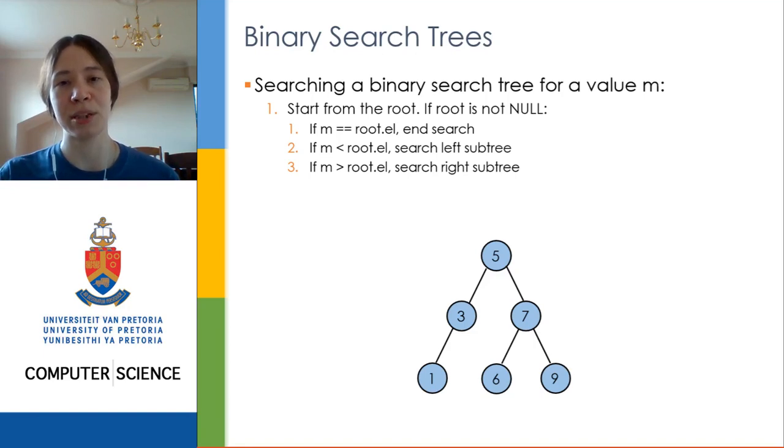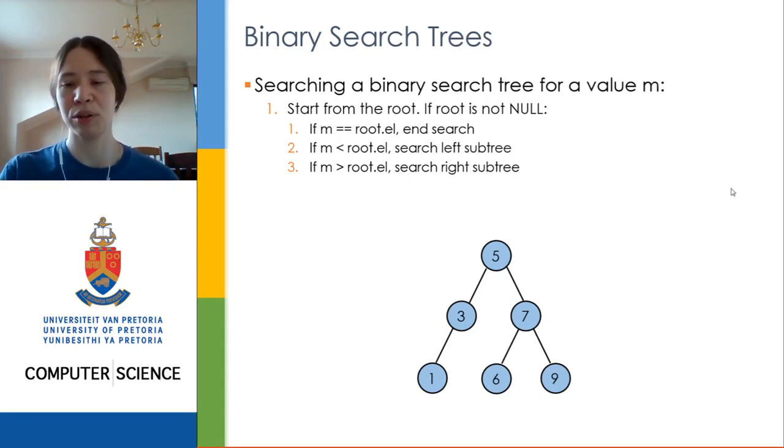However, if the element that you're looking for is not equal to the root, then determine whether the value that you're looking for is smaller or larger than the root. If the value that you're looking for is smaller than the root, in my case smaller than 5, then follow the left pointer. On the other hand, if the value is larger than 5, then follow the right pointer. And repeat the process recursively, right?